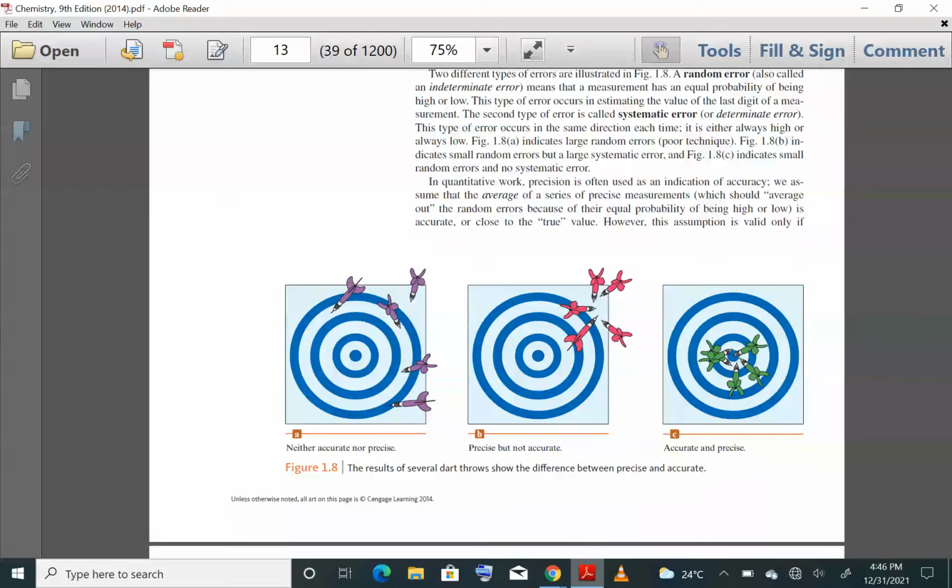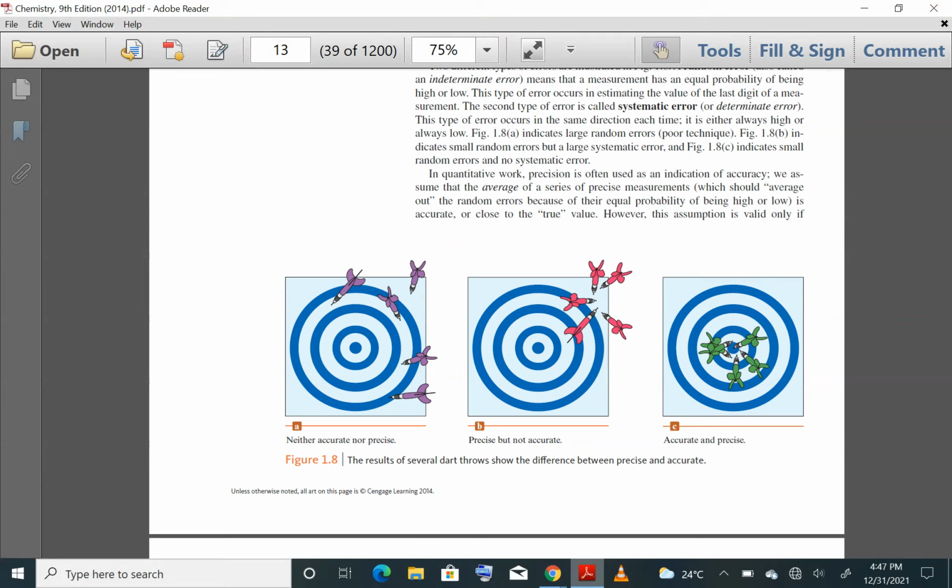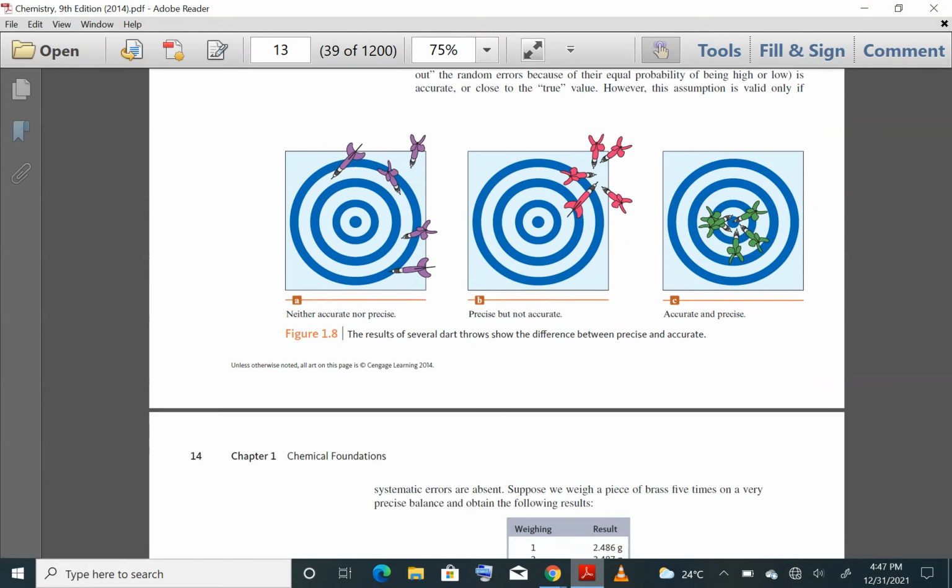So that's about it. Then we talk about the systematic or determinate error. This is where the error occurs in the same direction each time, so it is either always high or always low. This usually occurs when it's the procedure that has a problem. If someone has a procedure which is not okay, their values will either all be high or they'll all be low. So it's a systematic error, and that's very important to take note of.